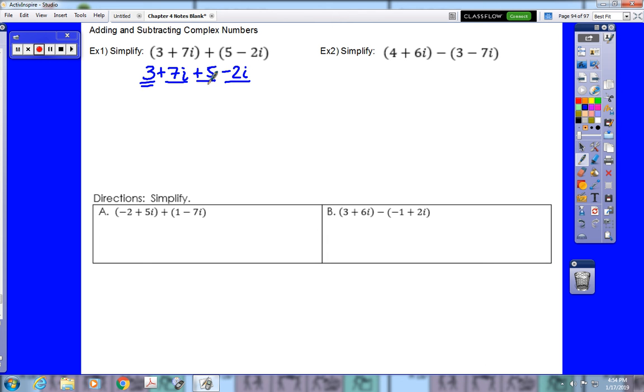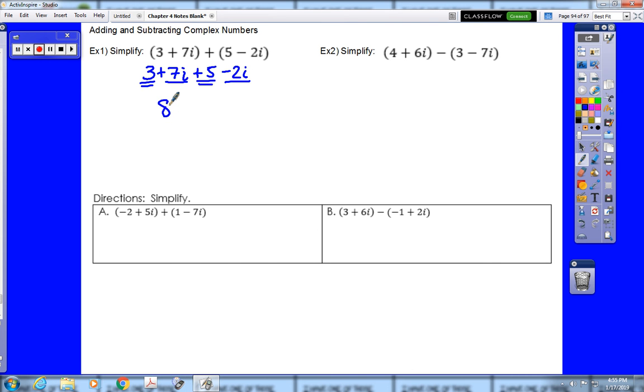So we have two sets of like terms. 3 plus 5 is 8. And 7i minus 2i is 5i. That's all there is to it for addition.